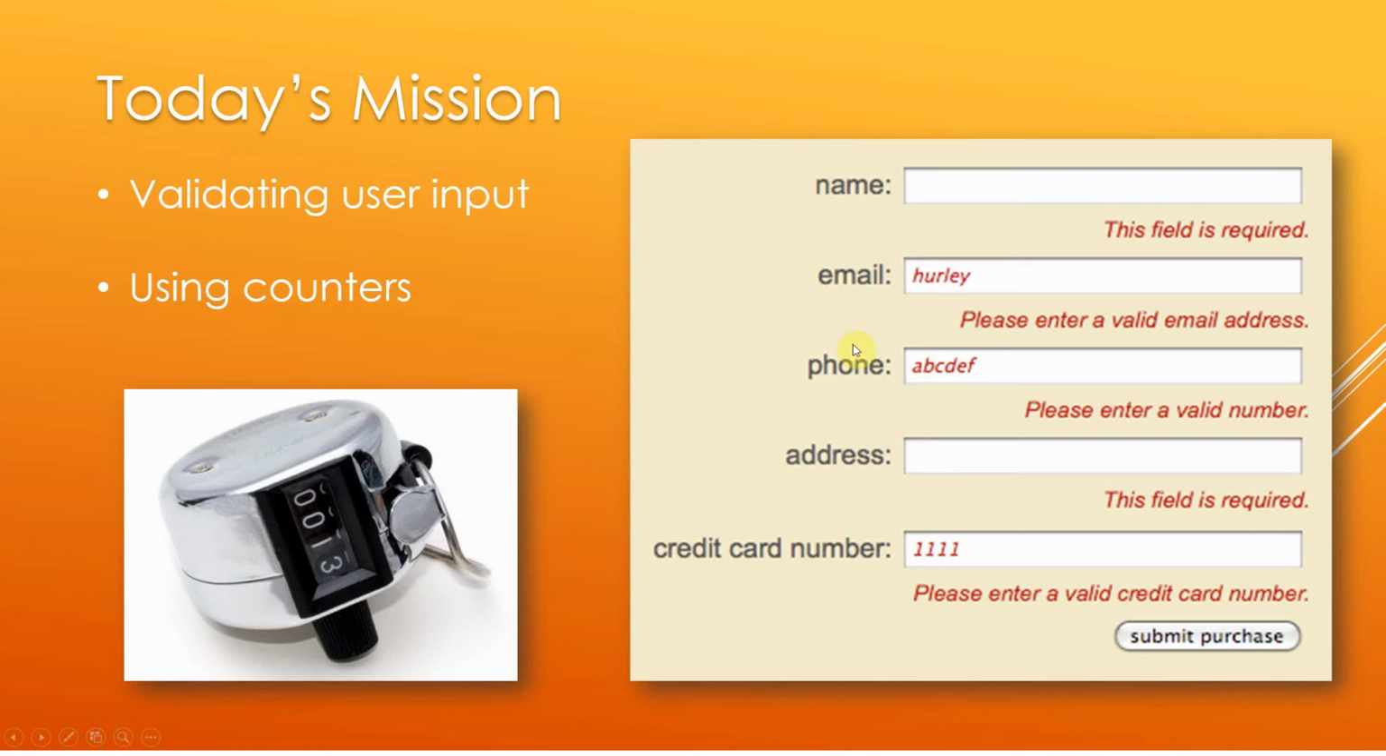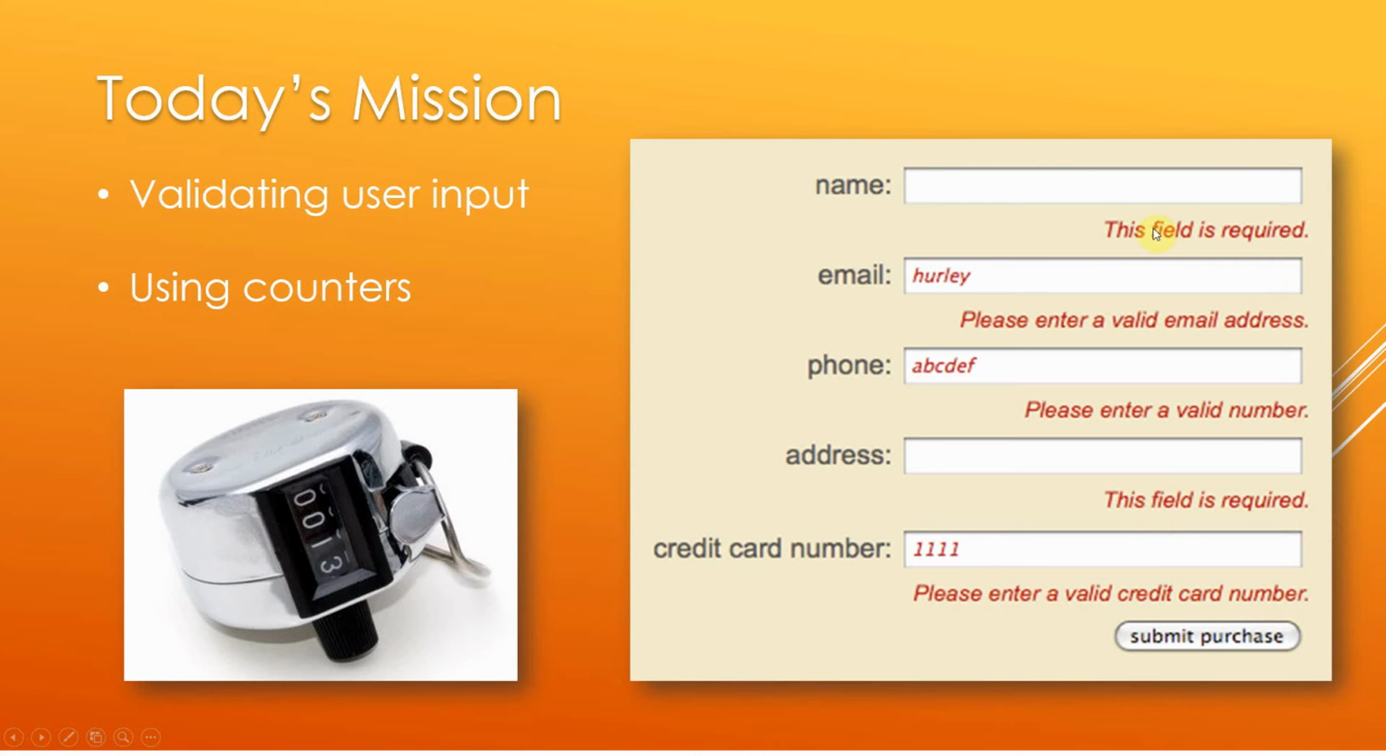So name, email address, phone number, address, and credit card number. Now you can see what has happened is the user has put in some values, so Hurley for email, ABCDEF for phone, and 1111 for the credit card number, and then they clicked on the submit purchase button. The program was clever enough not to just accept the input that the user typed in. It did some checks, and then it came back to the user and said these are your problems, which it has put in the red letters below each field.